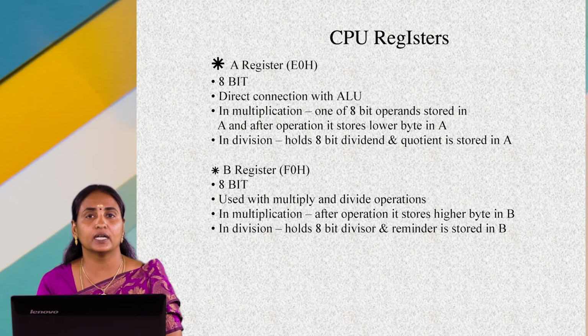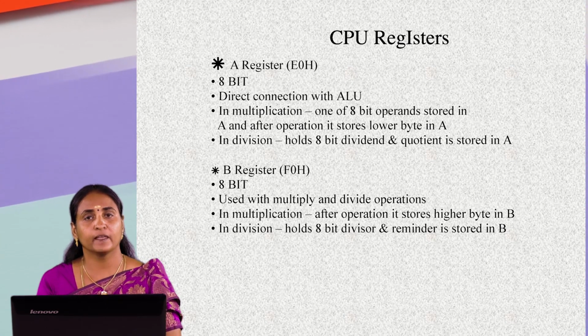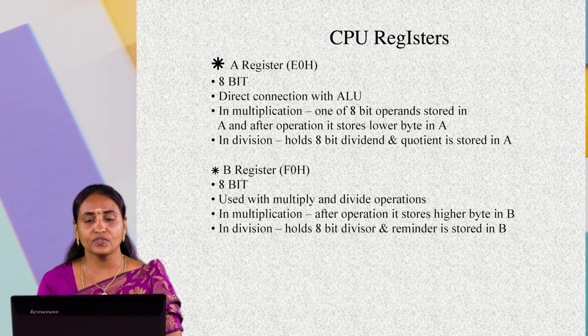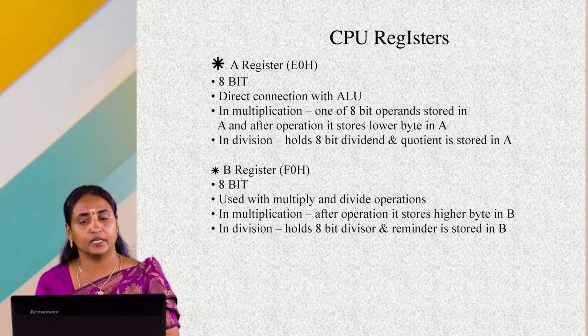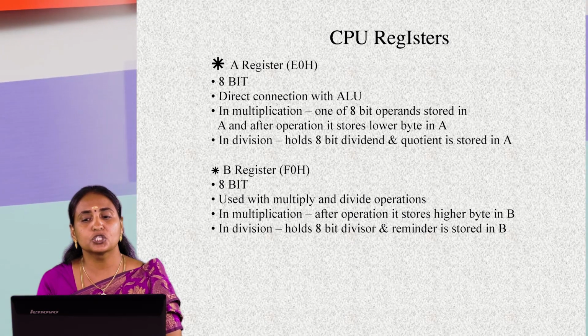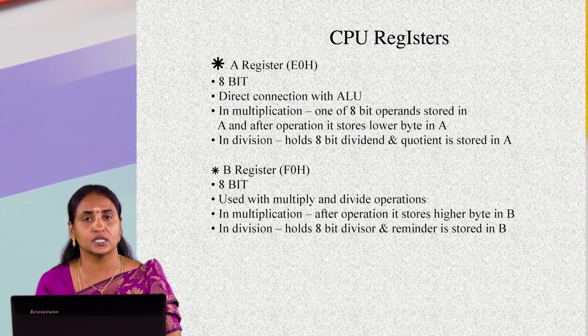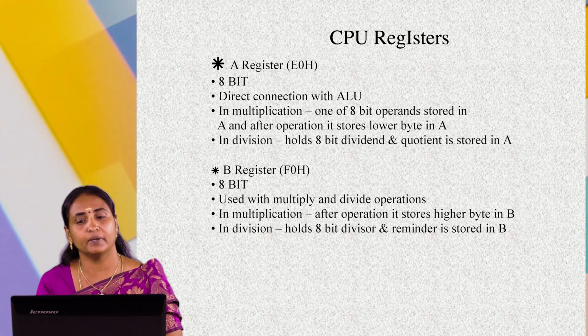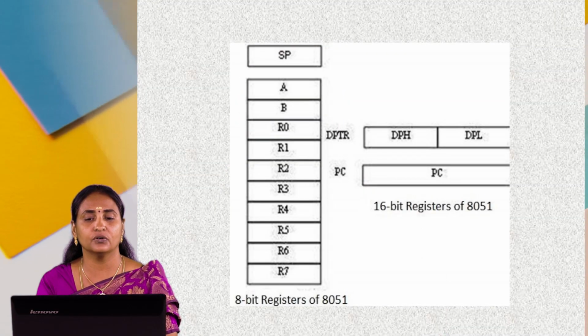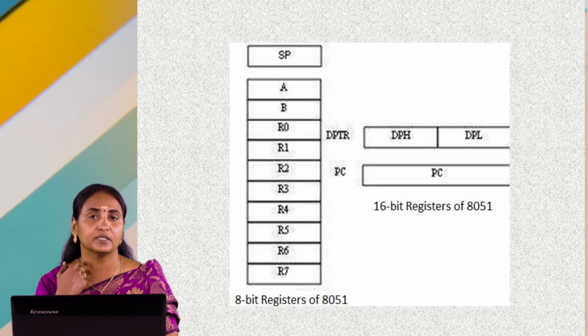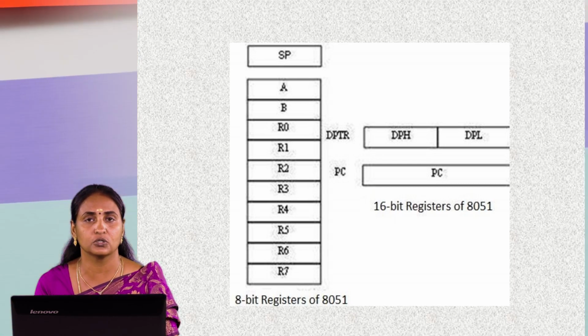B register. The address of the B register is F0H. It is also an 8-bit register. It is used with multiply and divide operations only. In multiplication, after the operation, it stores the higher byte in the B register. In division, it holds the 8-bit divisor and the remainder is stored in the B register. This diagram shows which kind of 8-bit registers and 16-bit registers are available in the 8051 microcontroller.